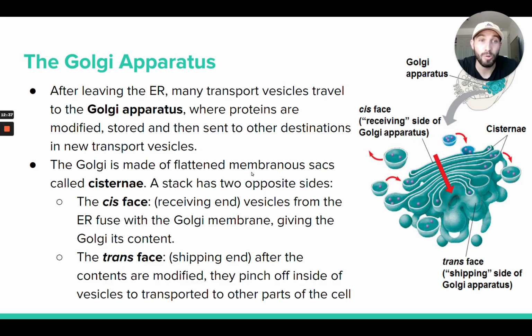Then we can talk about the Golgi. The Golgi actually works together with the ER a lot. The Golgi is a series of flattened membrane discs that you can kind of see here, called cisternae. These are flattened disc-like membrane structures, systems of membranes flattened in series with one another. And that's what the Golgi looks like.